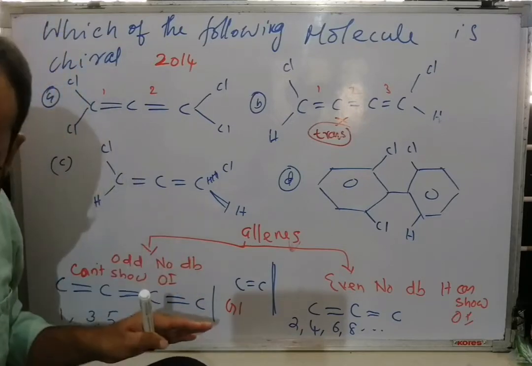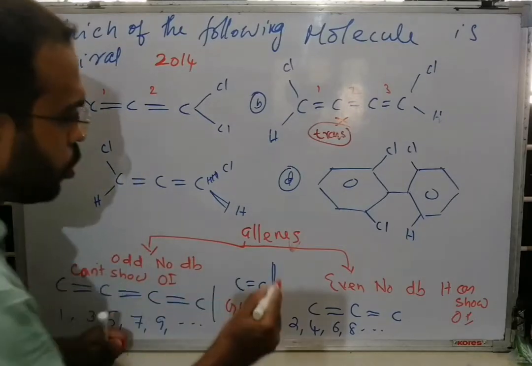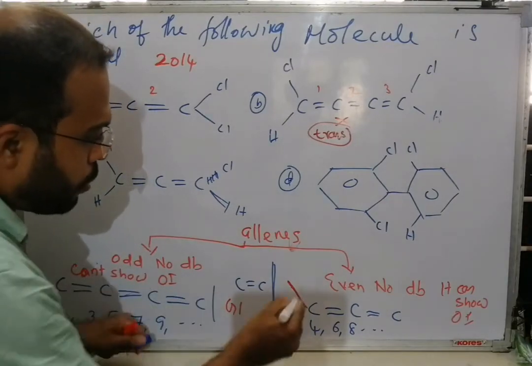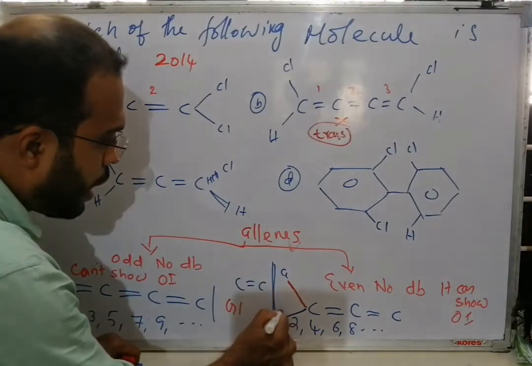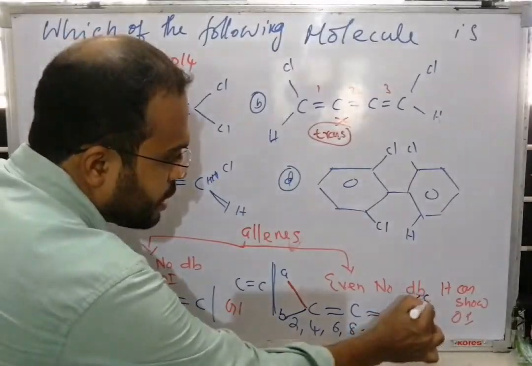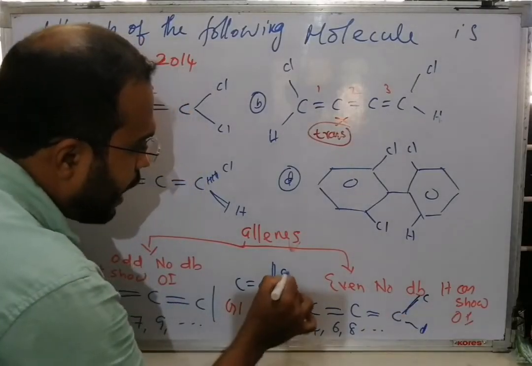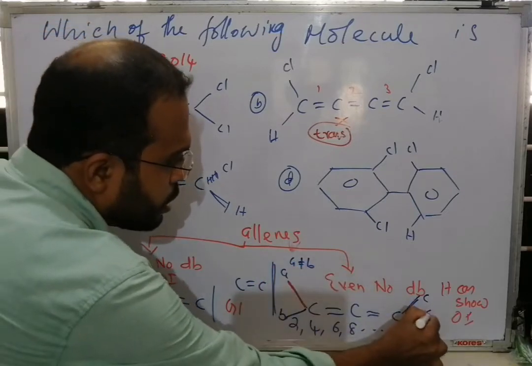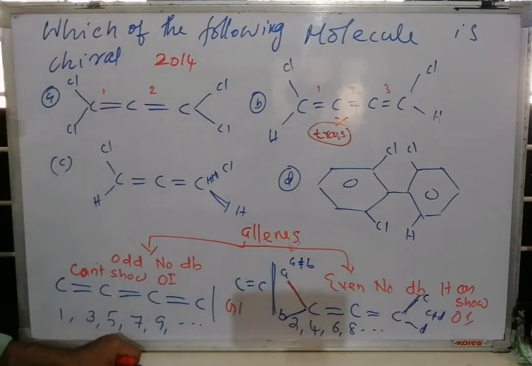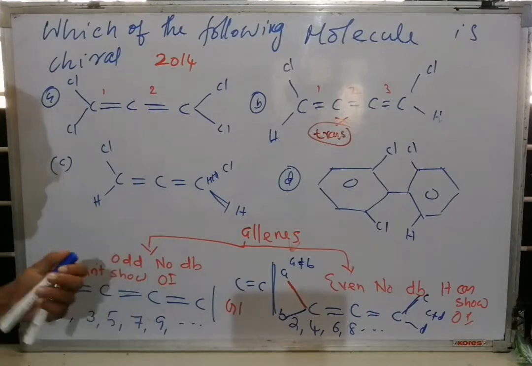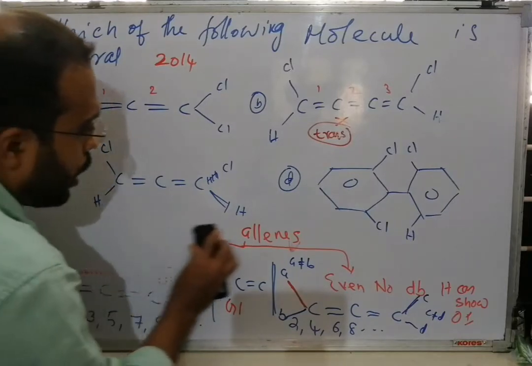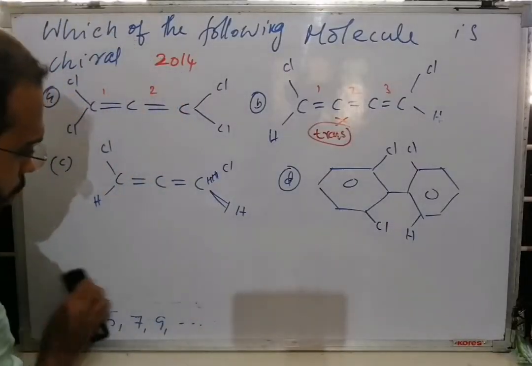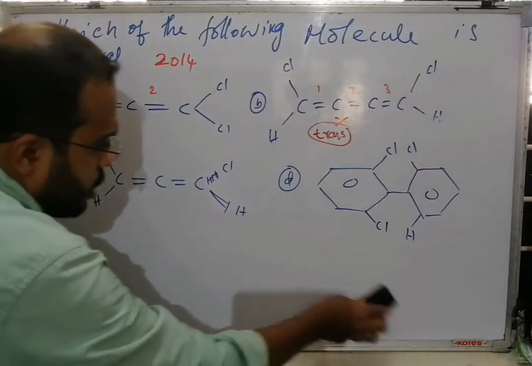But only if the conditions hold: the groups attached here, red, and here, blue, that is the groups attached in A and B, suppose here C and D, A and B should not be equal. A should not be equal to B, C should not be equal to D. Then allenes with these attached groups will be optically active.